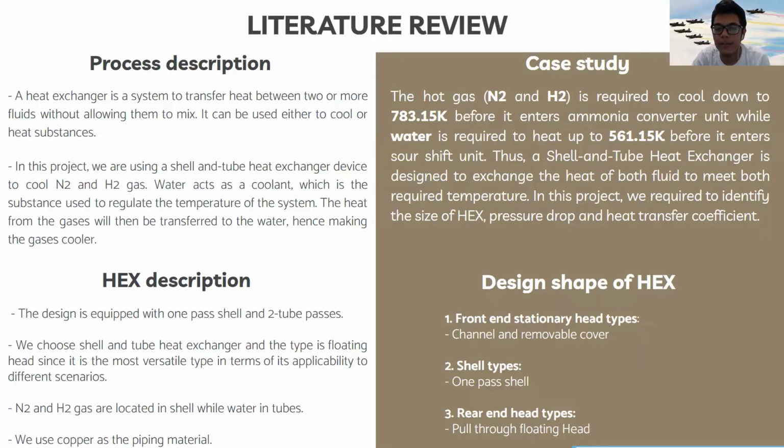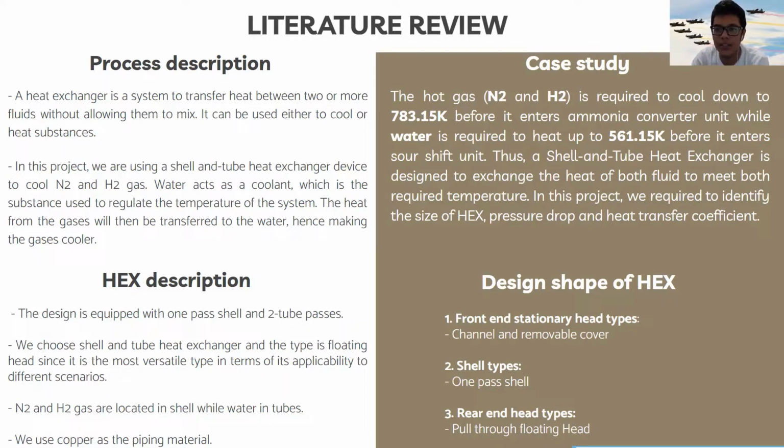For the methods we use, we put water in the tube since it has greater fouling factors and mechanical cleaning is easier in the tube parts. We also use copper as our piping material since it has one of the greatest thermal conductivities. For the design shape of the heat exchanger, for the front end stationary head type, we use channel and removable cover. For the shell type, we use 1 pass shell. And for the rear end head type, we use pull-through floating head.